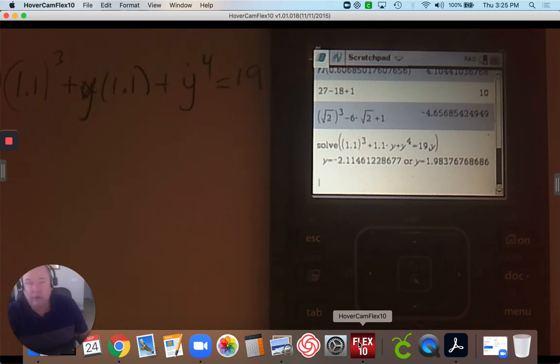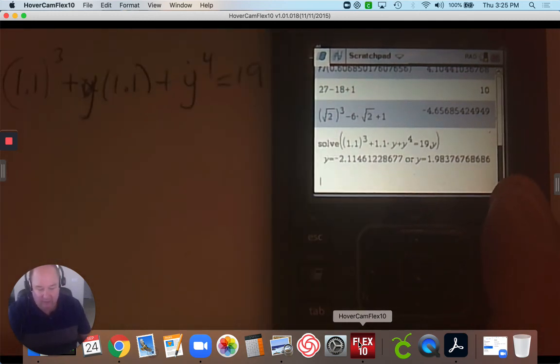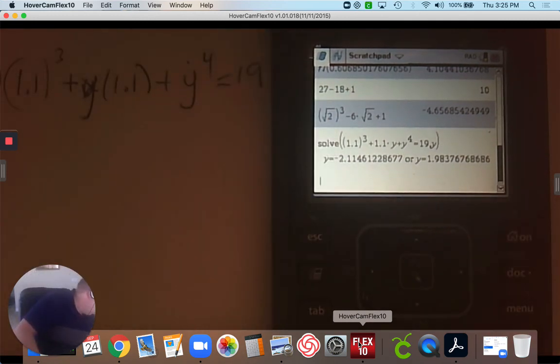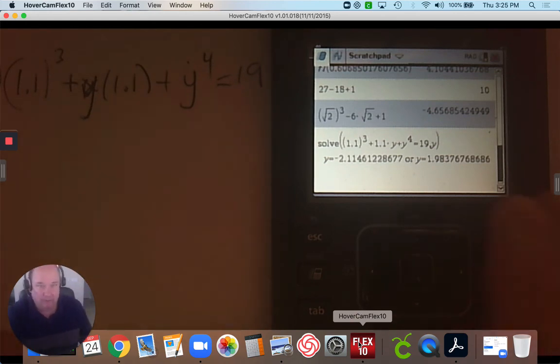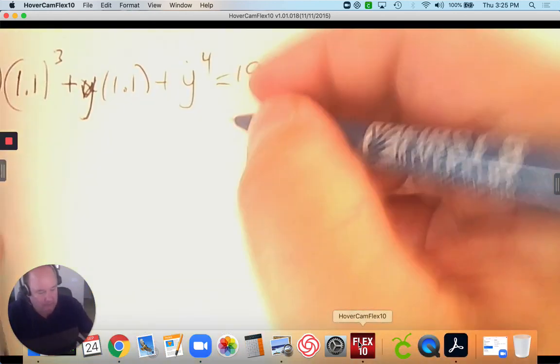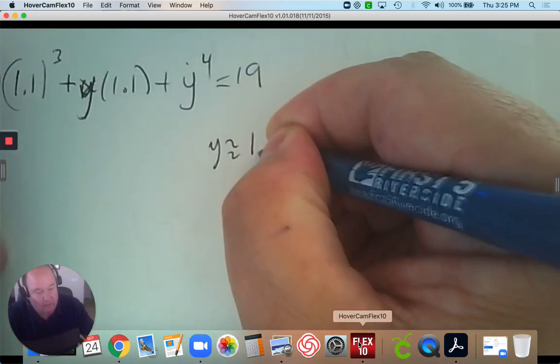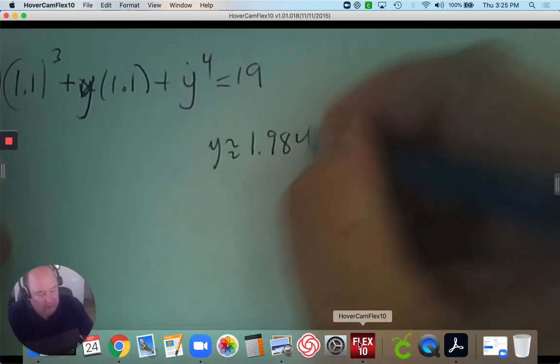So 1.1 cubed plus 1.1y plus y to the fourth equals 19. Now for this one, it gives you two solutions. But really, what was the solution we found with the tangent line? What was it close to? It was actually the positive answer, right? 1.984, because it was a positive number. So the approximate answer, the exact answer using your calculator, that's what you get.